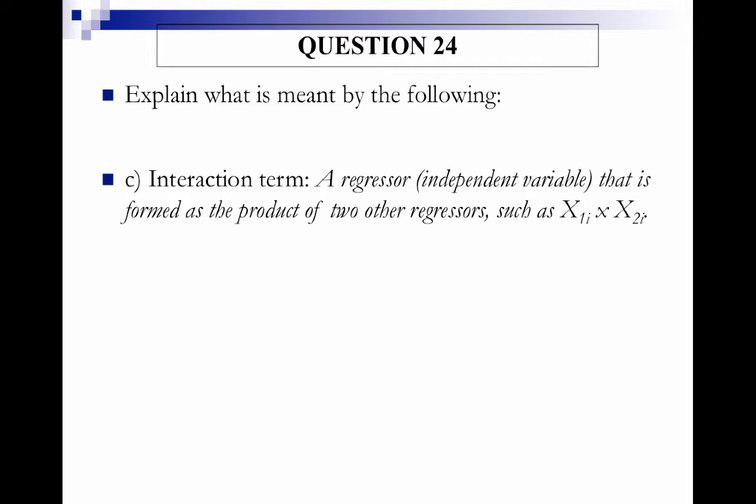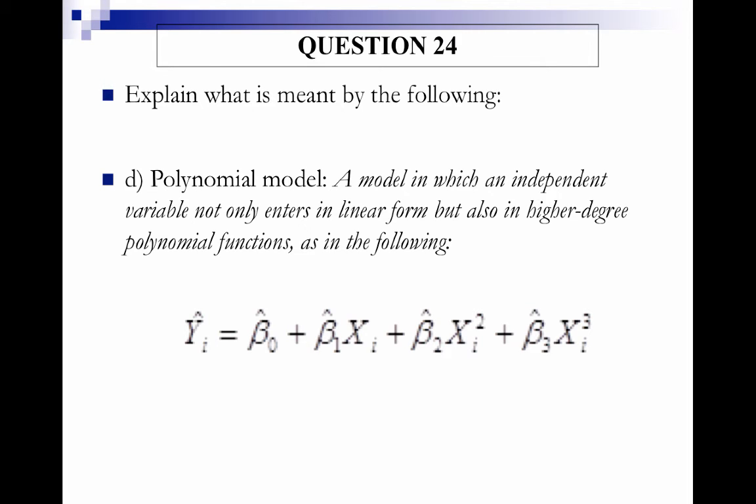education and gender. For a polynomial model, it's a model in which an independent variable not only enters in linear form, but also in higher degree polynomial functions. So you have higher degree powers, not just one, which would be linear, but also to the power of 2, sometimes, which would be a quadratic model. Sometimes it comes in even higher powers as well.